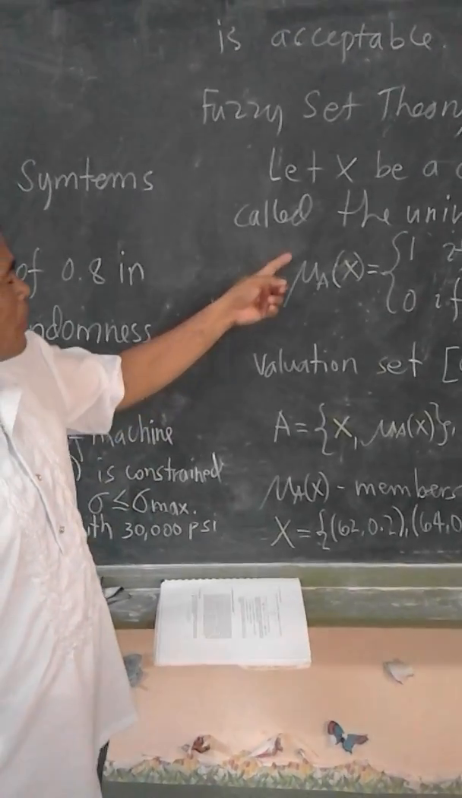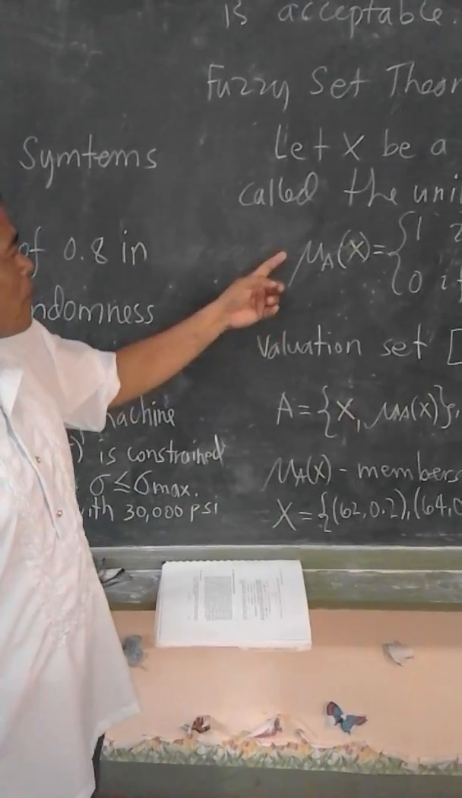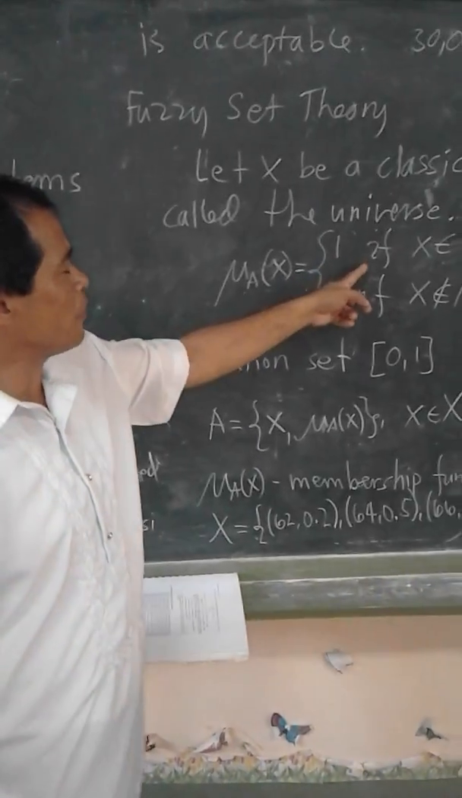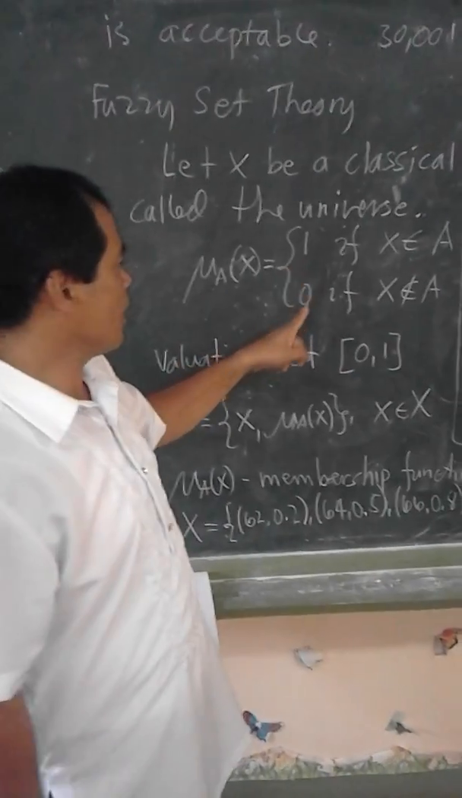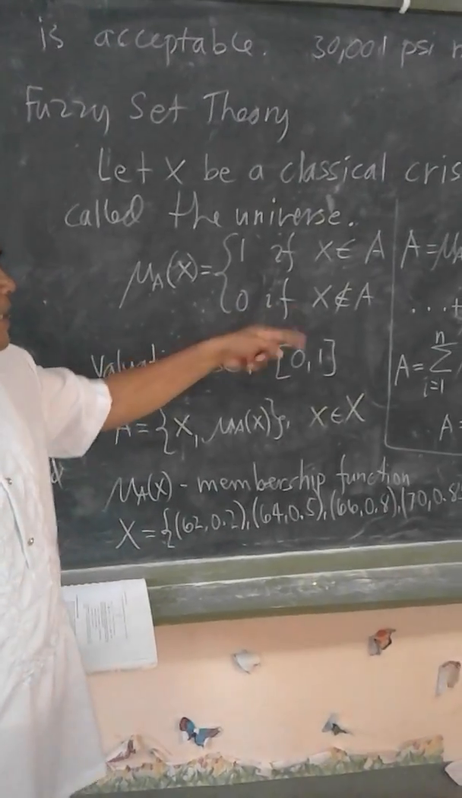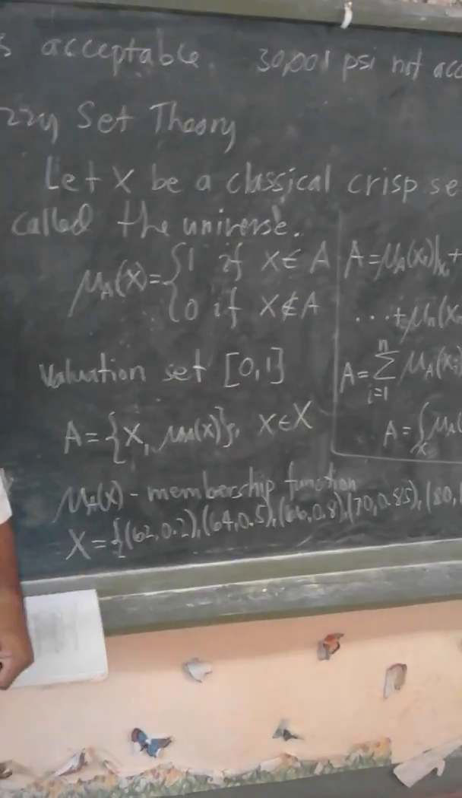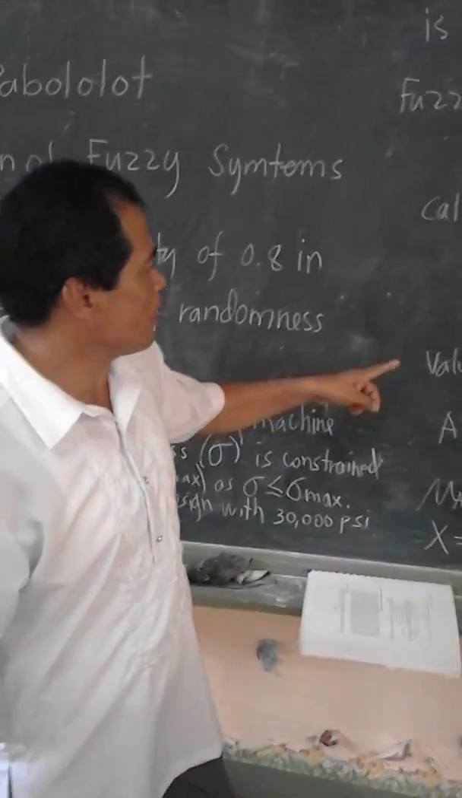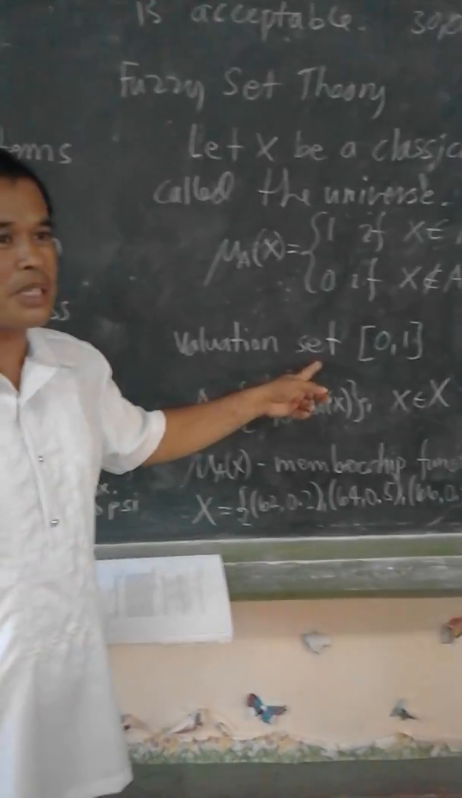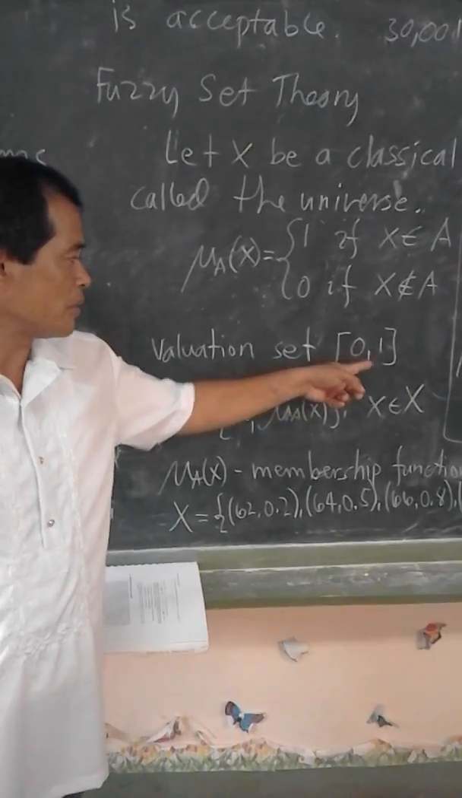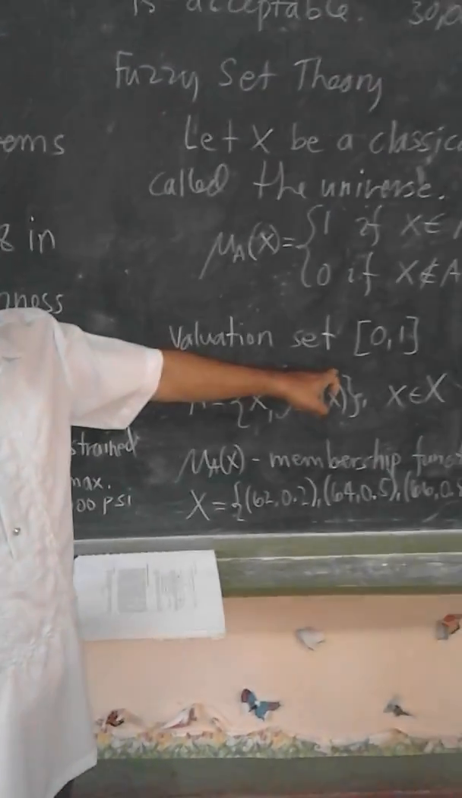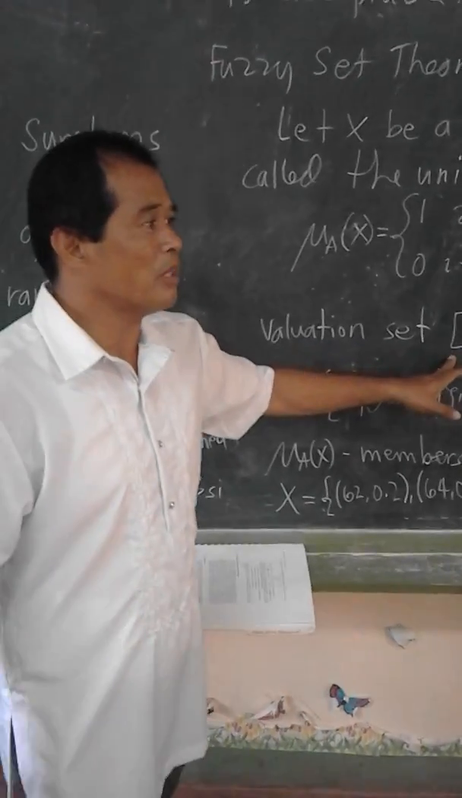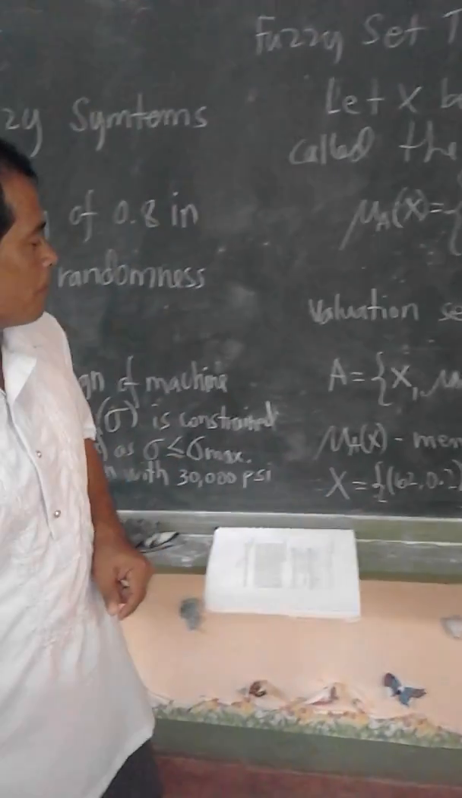Then we have the formula: mu sub A of X equals 1 if X is an element of A, or 0 if X is not an element of A. Then we have the evaluation set, which is 0, 1, a closed interval, meaning 0 is included and 1 is included.